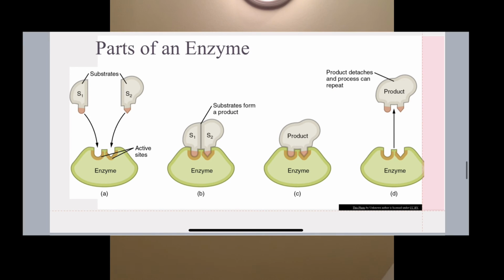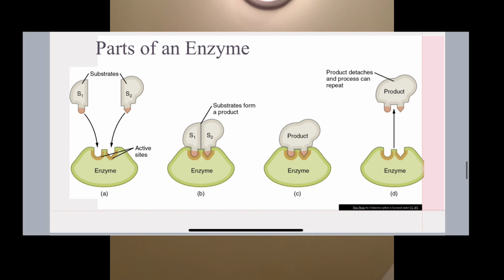To dig deeper into enzymes, as shown in this picture, this is the 4-step process showing the parts of an enzyme. As we can see here, the substrate enters the active site of the enzyme. As the substrate binds, the enzyme changes its shape slightly, and this forms the enzyme-substrate complex.